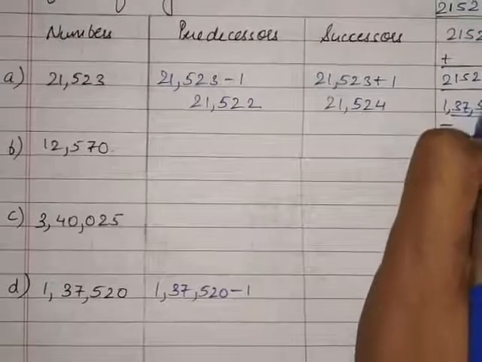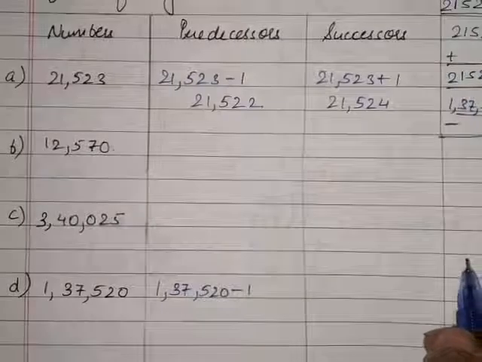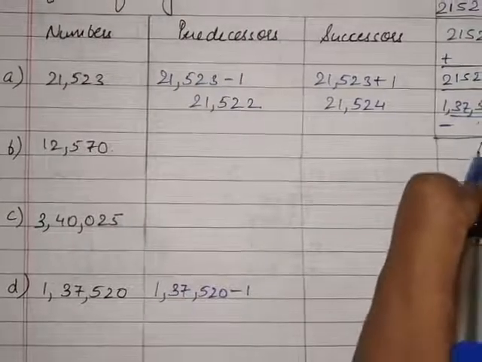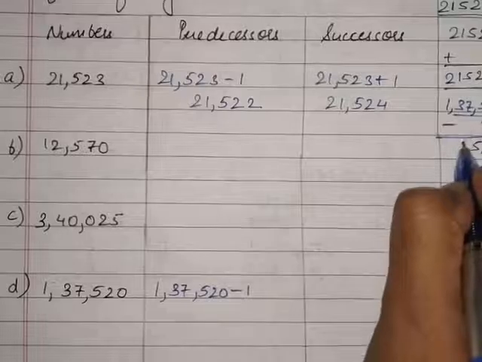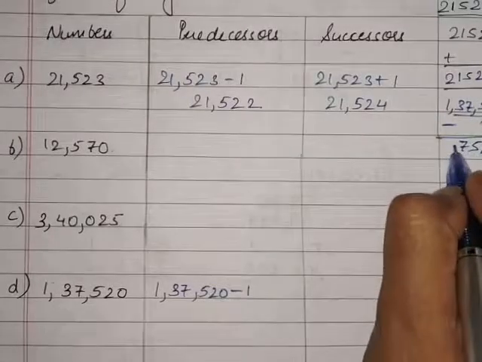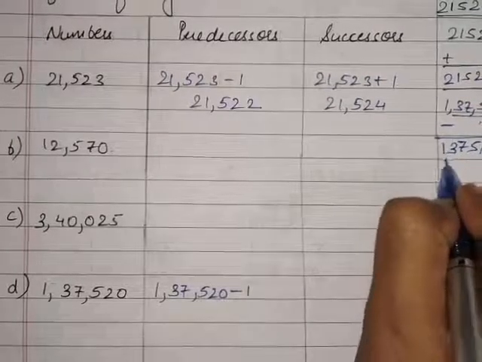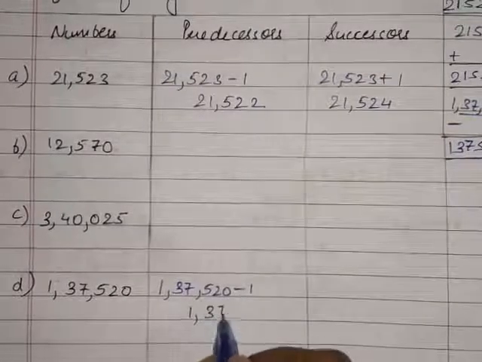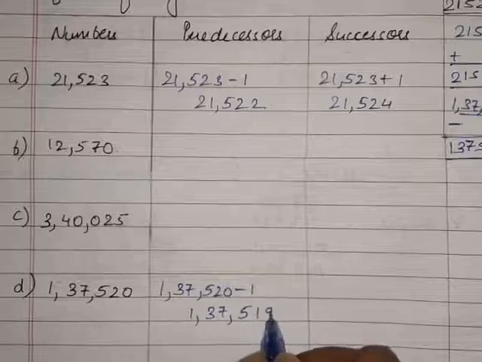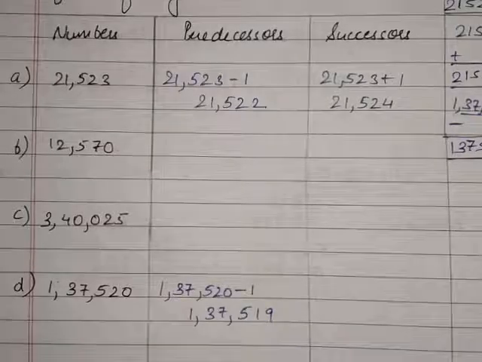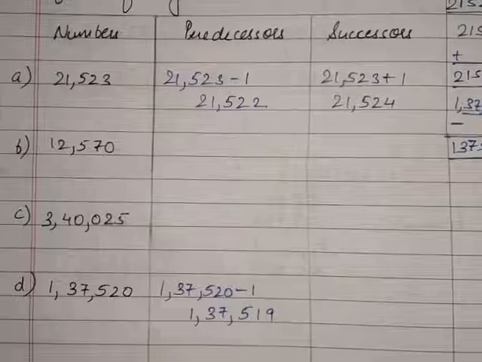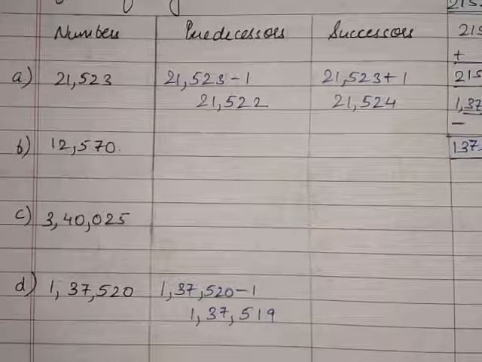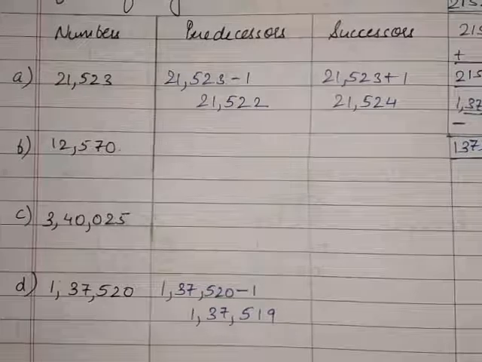As this number has given clarity, what will it become? 1. 1 minus 0, 1. 5 minus 0, 5. 7 minus 0, 7. 3 minus 0, 3. 1 minus 0, 1. So what number do we get? We get the number 1,37,519. What is the predecessor of 1,37,520? It is 1,37,519. Now what is the successor of this number?